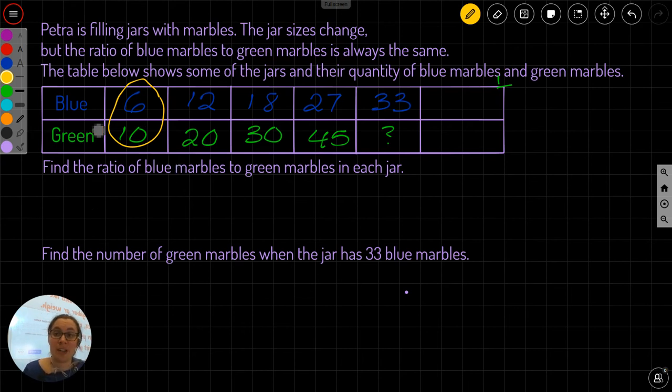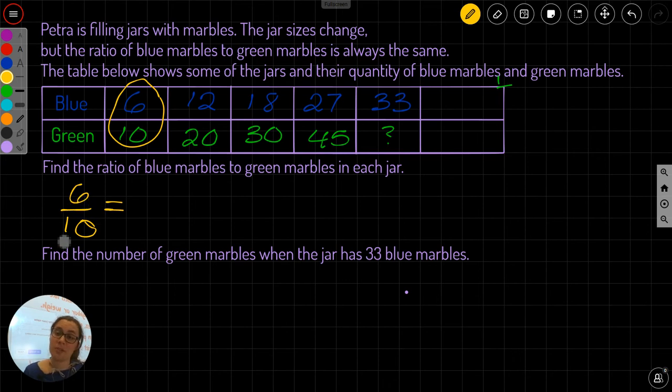I can write this ratio of blue to green however I want. I prefer when I'm simplifying like this to use fractions though. So I'm going to write it 6 to 10. And what that means is that for every 6 blue marbles, there are 10 green marbles. So let's simplify. Let's find this ratio completely simplified.